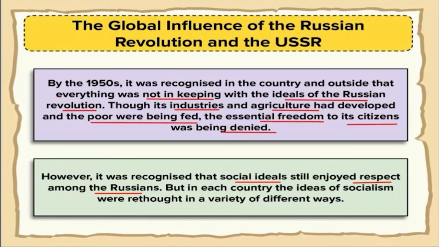Okay, so what was the global influence of this Russian Revolution? How did the French Revolution become very famous? Was the Russian Revolution also that famous? And how was the USSR formed? So, by the 1950s, it was recognized in the country and outside that everything was not in keeping with the ideals of the Russian Revolution. Everything that was thought, the ideologies in the Russian Revolution, did not exactly match. Industries and agriculture were flourishing and the poor were being fed, but the initial freedom to the citizens was not given. The proper freedom was not there. It was not perfect. However, it was recognized that socialist ideals still enjoyed respect among Russians.